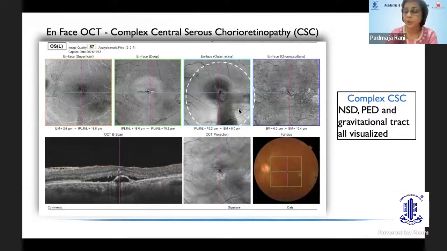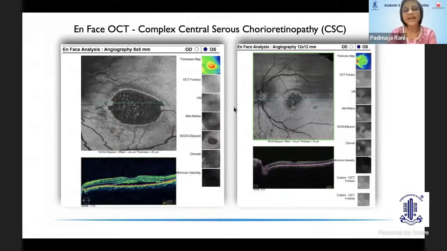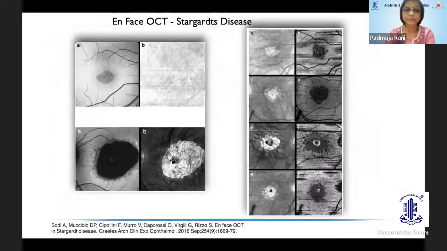So one will be able to know whether we are dealing with a simple CSR or a complex one. And this is again in a follow-up period. Also, in a complex CSR, when you use an NFAS OCT, you can see at the RPE-IS junction level the kind of changes that you're seeing. And also one can quantitatively and qualitatively see in the follow-up periods how things are happening.